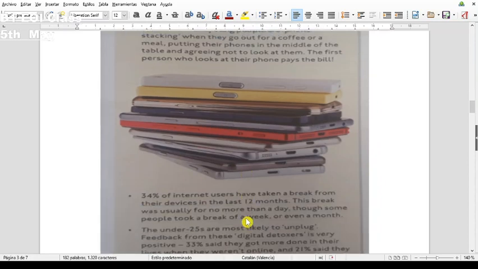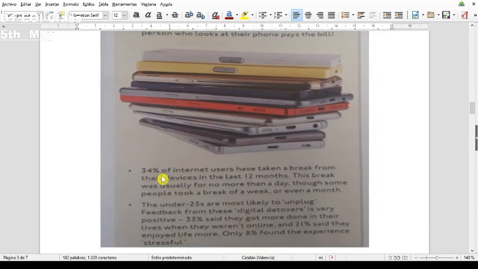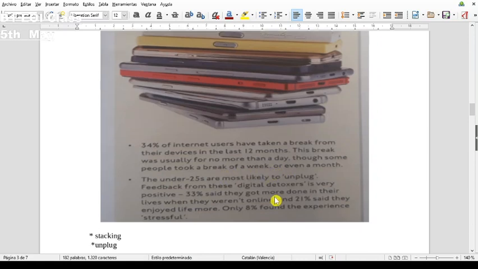34% of internet users have taken a break from their devices in the last 12 months. This break was usually for no more than a day, though some people took a break for a week or even a month. The under 25s are most likely to unplug. Feedback from these digital detoxers is very positive.